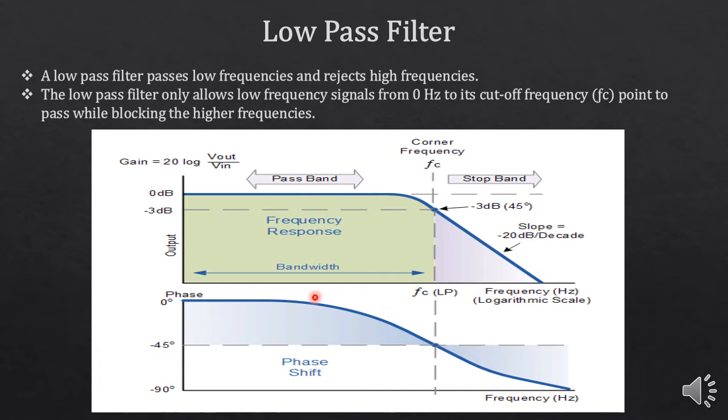This is the phase response of the low pass filter. The phase of the low pass filter varies from 0 to minus 90 degrees, and at the cutoff frequency, the phase of the low pass filter is minus 45 degrees. Here you can see a 3 dB point at the cutoff frequency. So at the cutoff frequency, the gain of the filter is 0.707, or in dBs you can say it is minus 3 dB. Here the power of the filter is half at the cutoff frequency or minus 3 dB point. Here this is the pass band and this is the stop band.